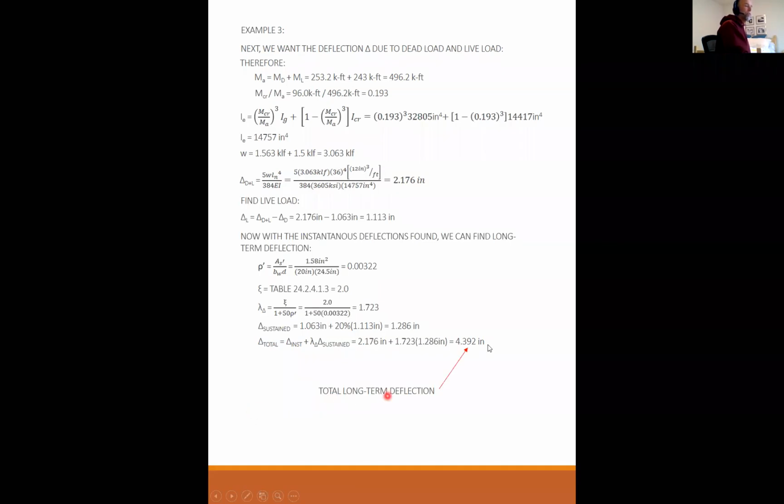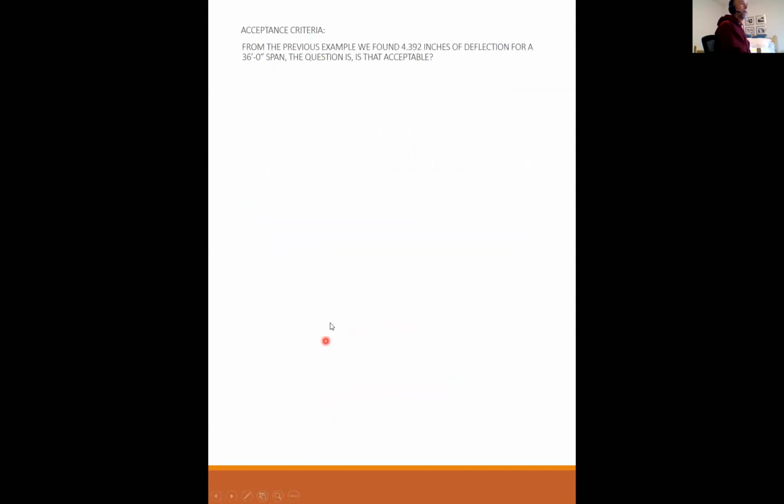So this is your total long-term deflection here, which is the 2.176 that includes your dead load and your live load, and then the 1.723 times the 1.286 is the additional deflection that you will see in another 5 years. So this is what you see on day 1. This is what's added over the next 5 years, so that 5 years later, this is your total deflection. Okay, so as I said, 4.39 inches of deflection.